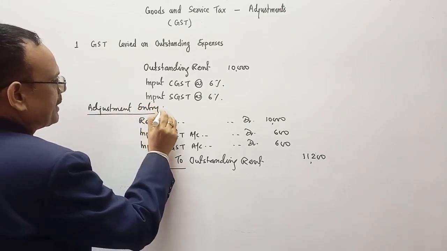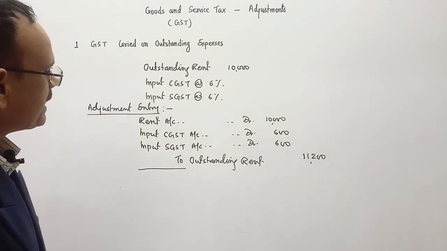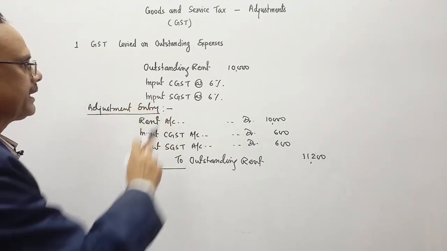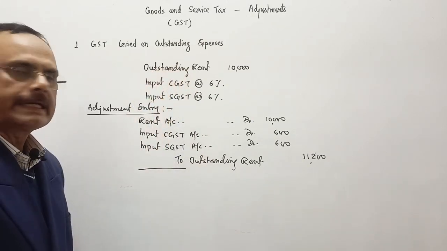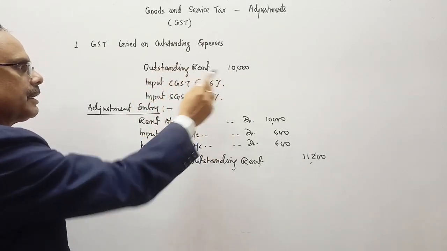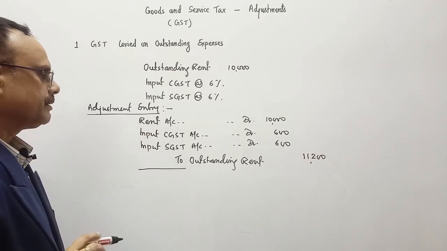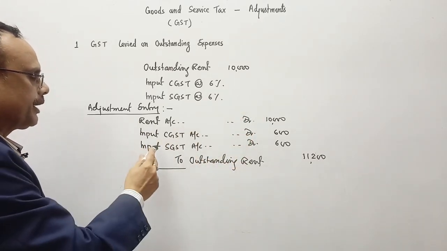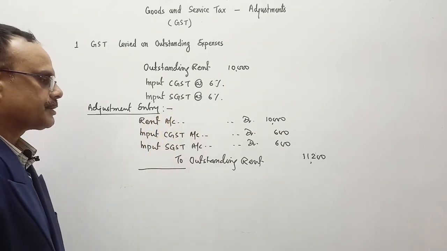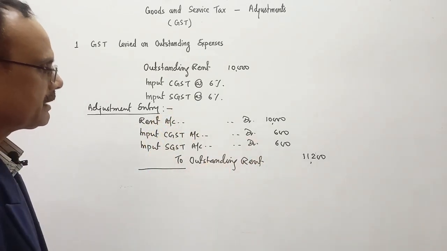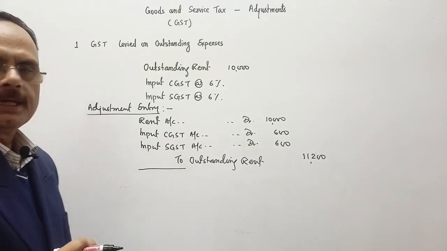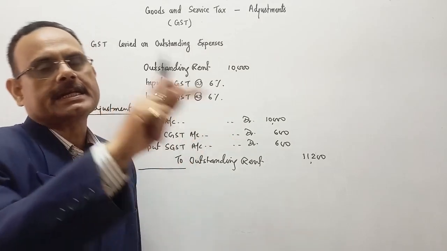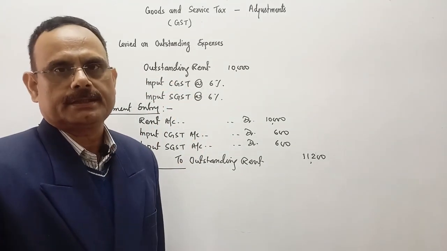This is the adjustment entry related to outstanding expenses. Here in the example I have taken rent. So rent account debit 10,000, input CGST 600, that is 6% of this, and input SGST is also 6%. So outstanding rent is 11,200. If the outstanding rent is given inside the trial balance, then it's not an adjustment.